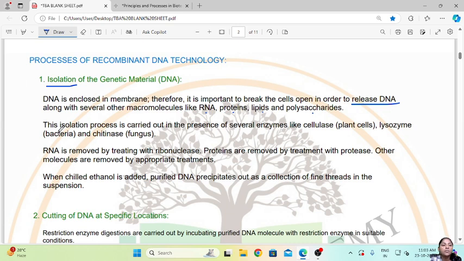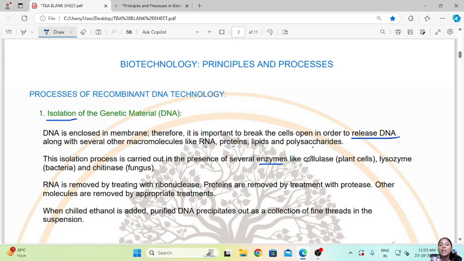Now the isolation of DNA is carried out in the presence of several enzymes like cellulase, which will be used for the plant cells, then lysozyme, which is used for the bacterial cell, and chitinase enzyme, which is used in case of fungus. Now different macromolecules are removed using different enzymes. For example, RNA is removed by treating with ribonuclease, whereas protein is removed by the treatment of protease, and other molecules are removed by other appropriate treatments.